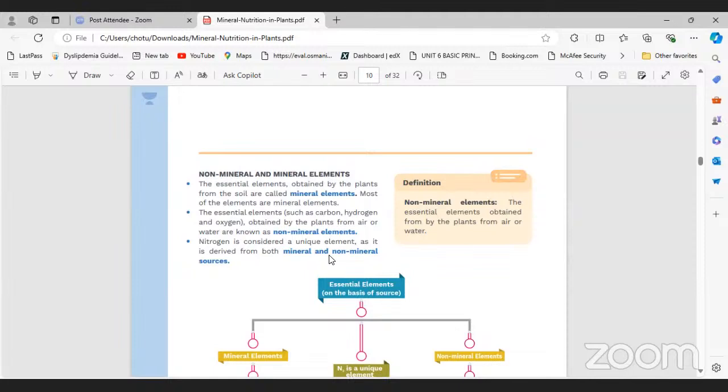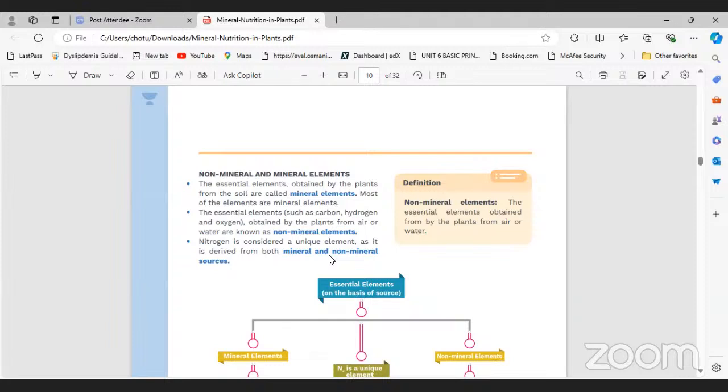Most of the elements are mineral elements. The essential elements such as carbon, hydrogen, and oxygen are obtained by the plants from air or water. These are known as non-essential, non-mineral elements.